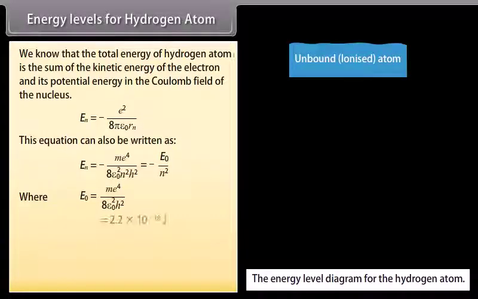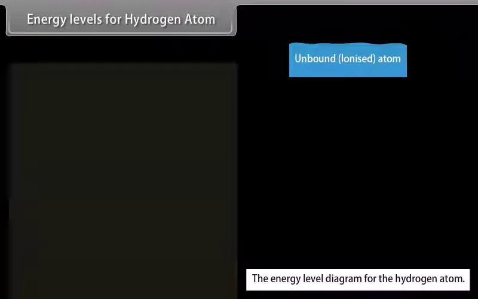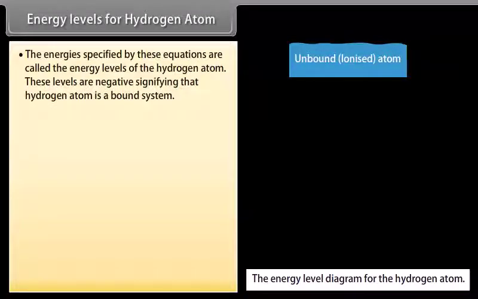En equals 2.2 times 10 raised to the power minus 18 joule, which is equal to 13.6 electron volt. The above equation can also be written as En equals minus 13.6 upon n square electron volt. The energies specified by these equations are called the energy levels of the hydrogen atom. These levels are negative, signifying that the hydrogen atom is a bound system.